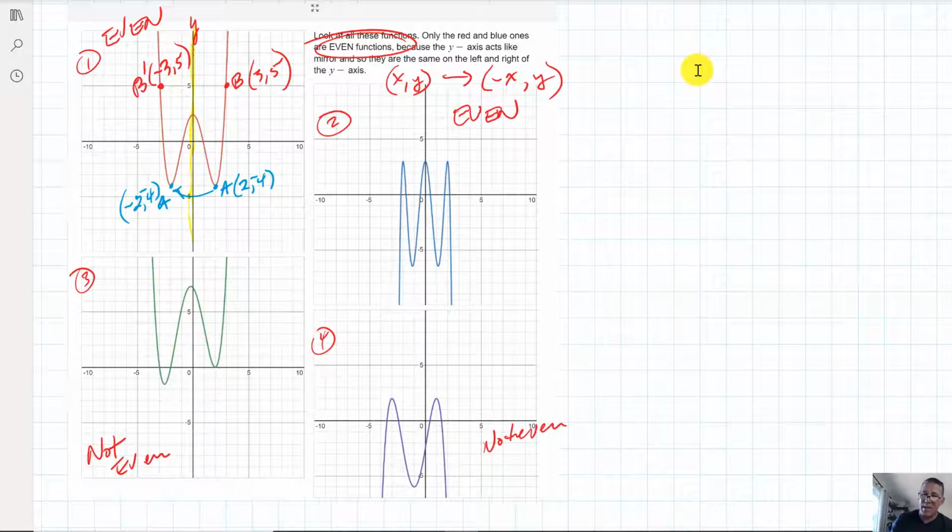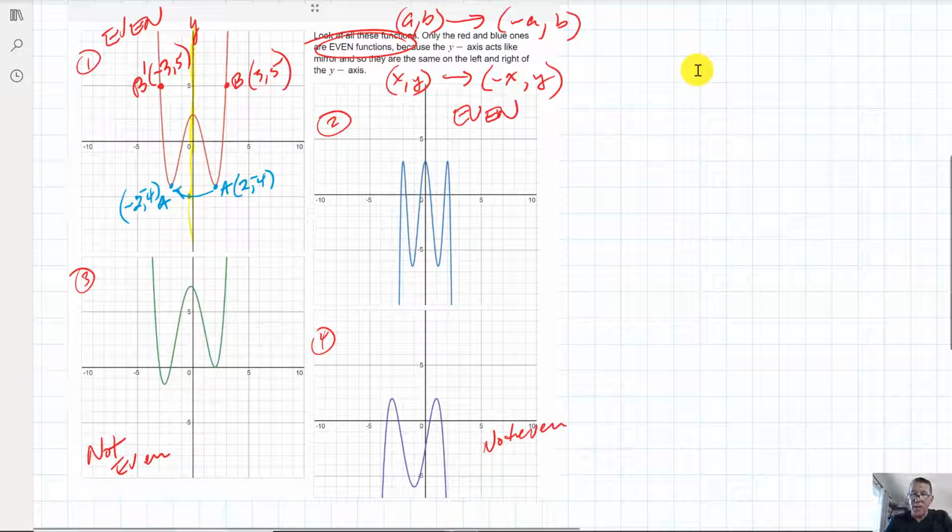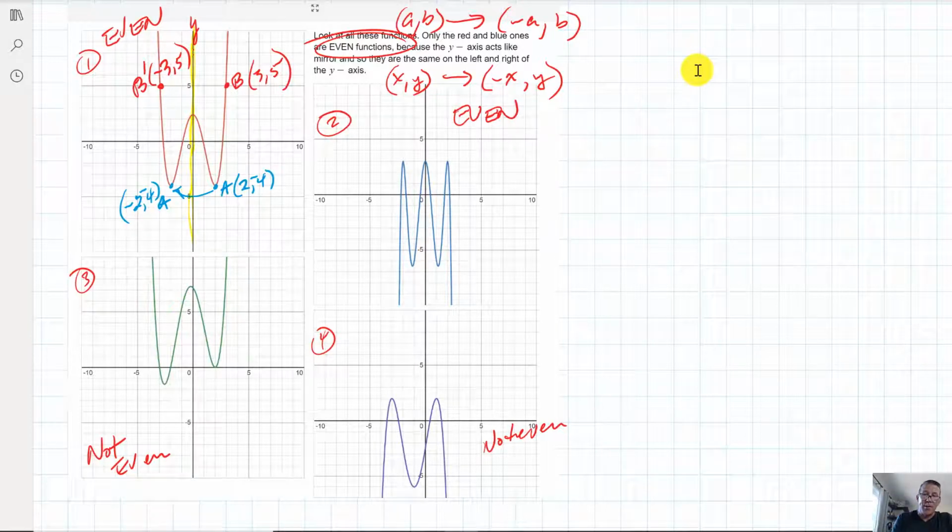I used a and b last time, and it's the same thing as this. Any point (a, b) gets reflected across the y-axis and becomes (-a, b). No mystery right there. Only the a value changes in sign, only the first coordinate. If you're going to be on the opposite side, you have to take the opposite in sign. So instead of positive 3, it becomes negative 3. Instead of positive 2, it becomes negative 2. It's that simple. The y-coordinates do not change.